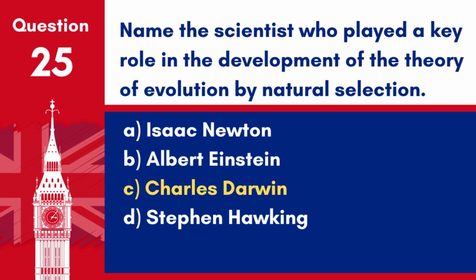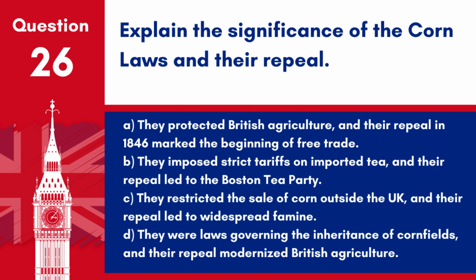Answer: C. Charles Darwin. Charles Darwin played a key role in the development of the theory of evolution by natural selection with his work on the origin of species. Question 26. Explain the significance of the Corn Laws and their repeal. A. They protected British agriculture, and their repeal in 1846 marked the beginning of free trade.